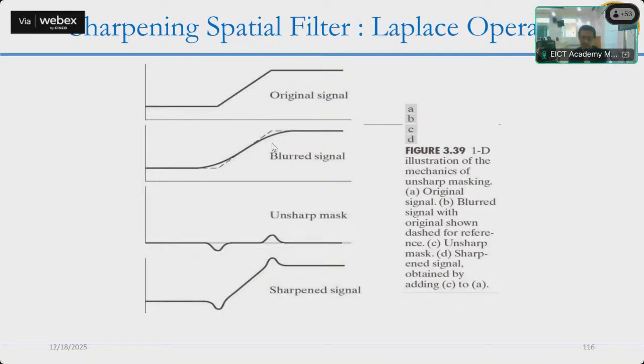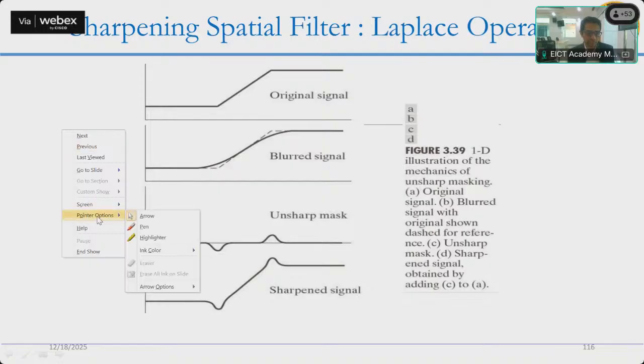We get the blurred signal. What are you getting in the blurred signal? In the blurred signal, you see there is a smooth change. The values are averaged out, so it is smoothed out. And then there is the unsharp mask and the sharpened signal. In the unsharp mask, you can notice that where the change is, that part is highlighted, that edge is clearly brought out, as you can see in this diagram.